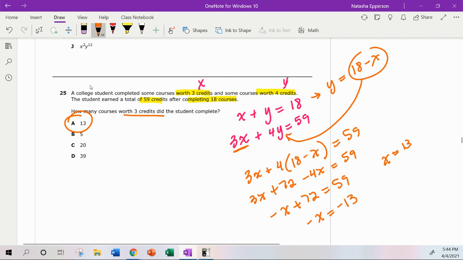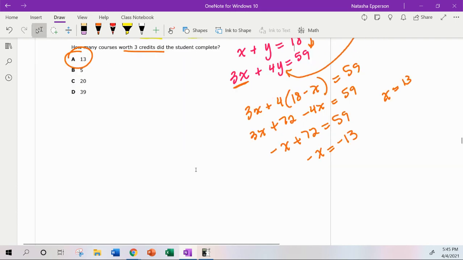Just as a side comment, if you had accidentally switched the 18 and the 59, it would have given you a high number that's not on either one of those. So that might clue you in that you might need to switch your numbers and see if that gives you a closer answer to one of the answer choices.